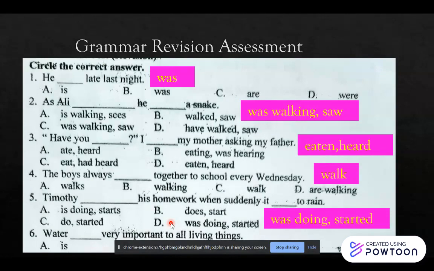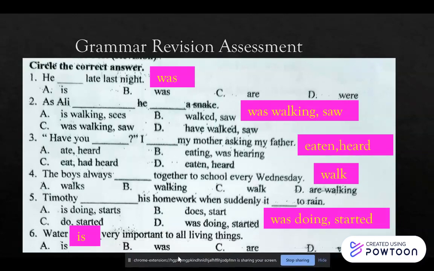And for the last one here, it's in the present tense because water is very important to all living things. You can see the other options here: was, are, were. Definitely water is. Why? It's generally true, because you cannot put water as a plural object. All right, for the second part of the assessment, can I move on to the next part?